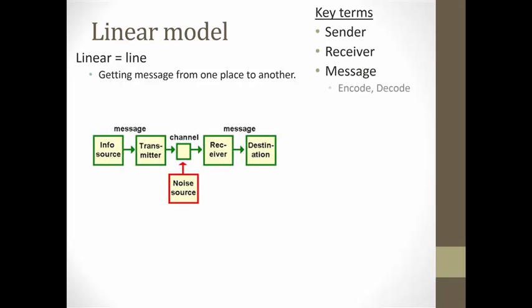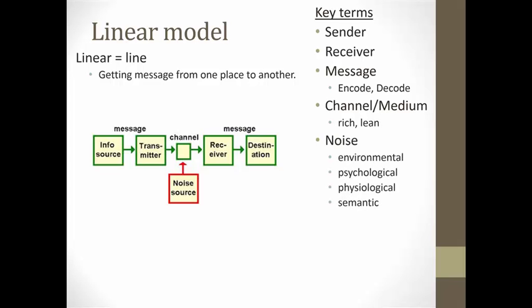So, some key terms of the linear model. You have a sender, a receiver. There's a message, which has to be encoded and decoded. There's a channel or medium, and some of these are rich while others are lean. We have some different types of noise. I'll break those down in a moment for you.